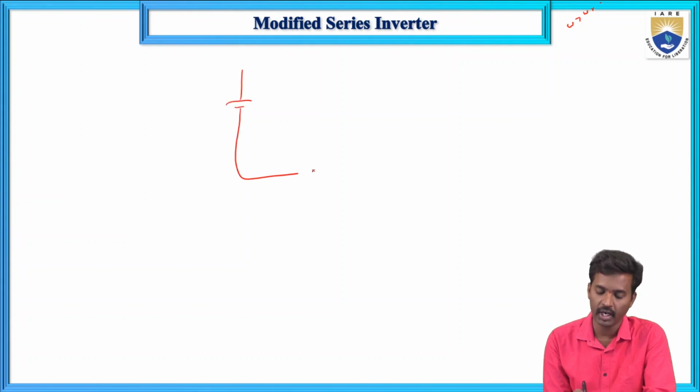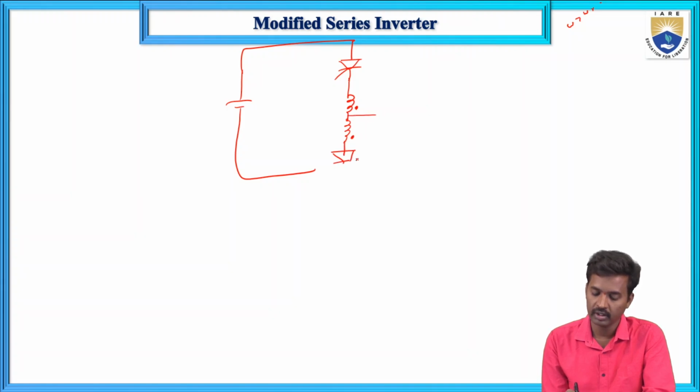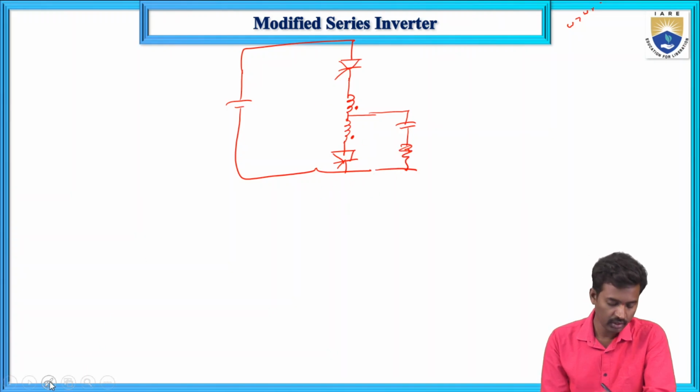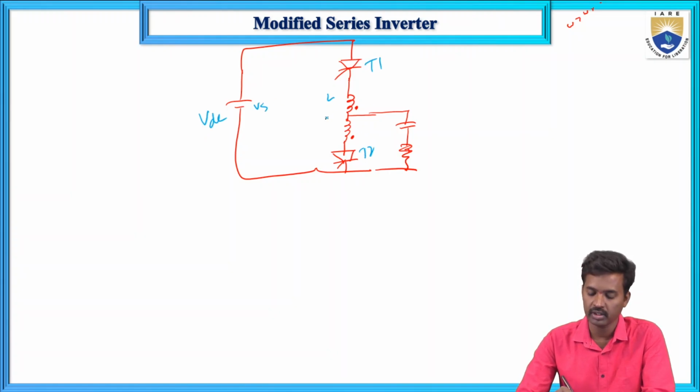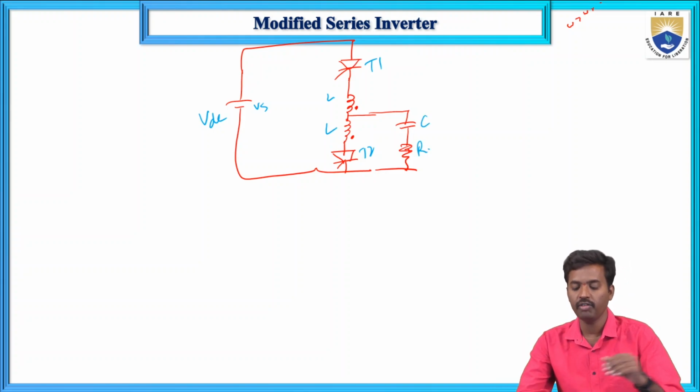This is the supply voltage as it is. This is one thyristor T1, the two inductors, and the thyristor T2, and here the capacitor and the resistor. So this is the circuit diagram. This is the supply voltage VDC or VS, this is T1, this is T2, this is the inductor L, this is C, and this is R. So this is the modified series inverter.